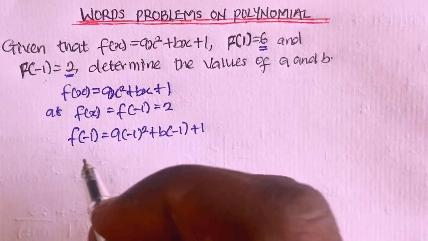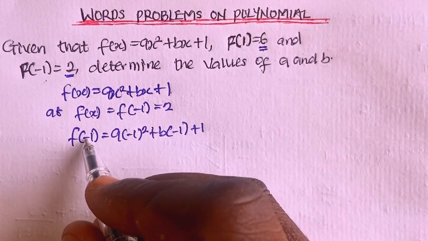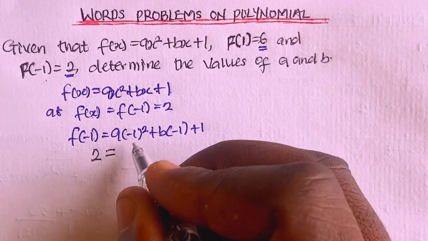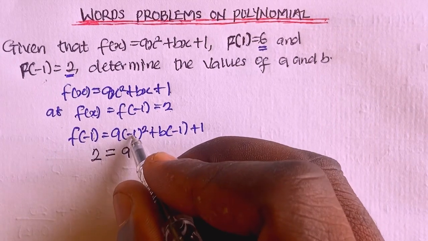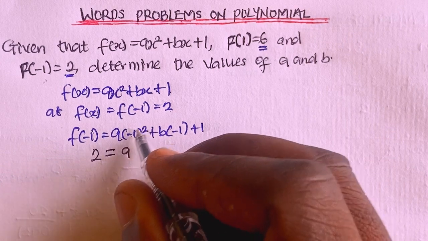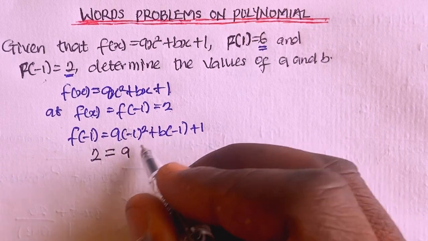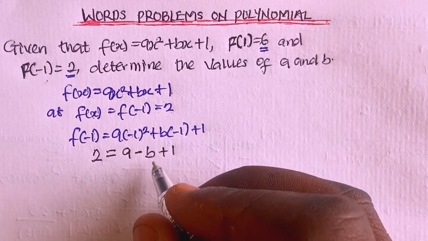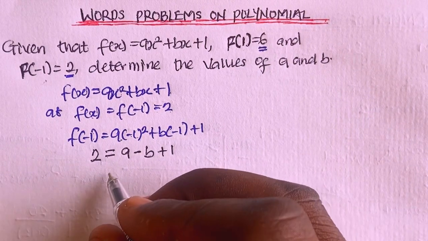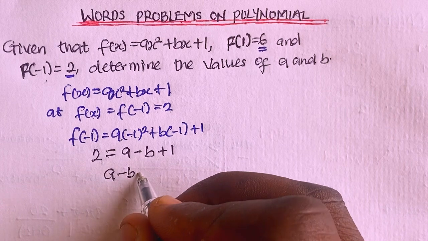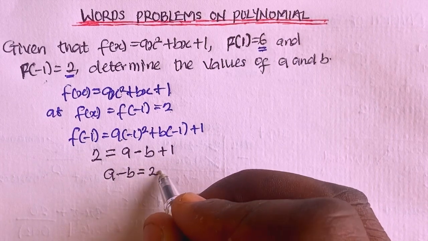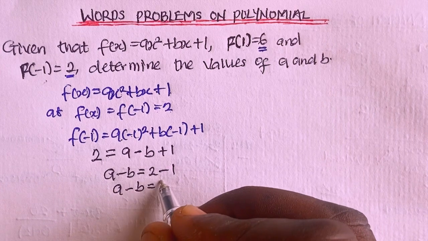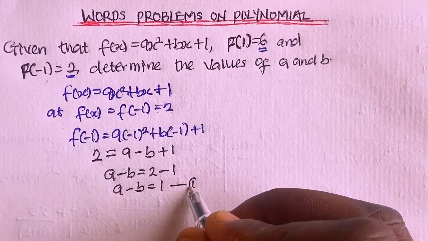Now the second thing is that our f of minus 1 is equal to 2, so we put 2 here. Everything here will be a, because minus 1 squared is 1, and a multiplied by 1 is still a. This will be minus b, then plus 1. Here we can collect like terms, so we have a minus b equal to 2 minus 1. So a minus b is equal to 1. We can call this equation 1.